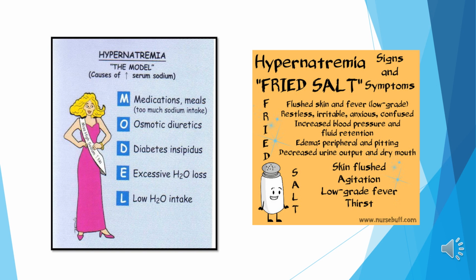S for flushed skin or skin flushed. A for agitation. L for low-grade fever. And T for thirst. Why would we be thirsty? Because we've had either excessive water loss or low water intake, which is causing our sodium levels to go up. So we're basically dehydrated. And then we said that the first sign of dehydration is potentially being thirsty.